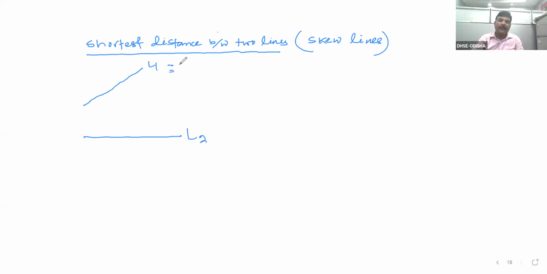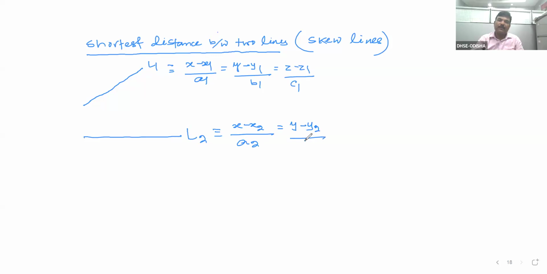Let the equation of L1 be x minus x1 upon a1 equals y minus y1 upon b1 equals z minus z1 upon c1, and the line L2 be x minus x2 upon a2 equals y minus y2 upon b2 equals z minus z2 upon c2.